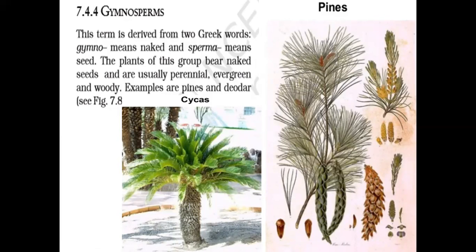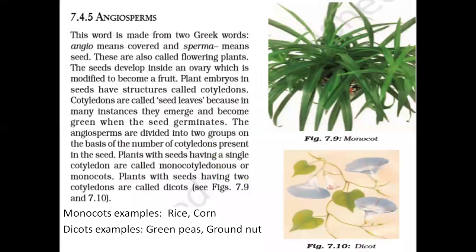Now we go to the second group, which is angiosperms. This word is made of two Greek words, angio, which means covered, and sperma, which means seed. So these are called flowering plants. The seeds develop inside an ovary, which is modified to become a fruit. So the seeds in this case will give rise to fruits. In the previous case, we were not getting fruits.